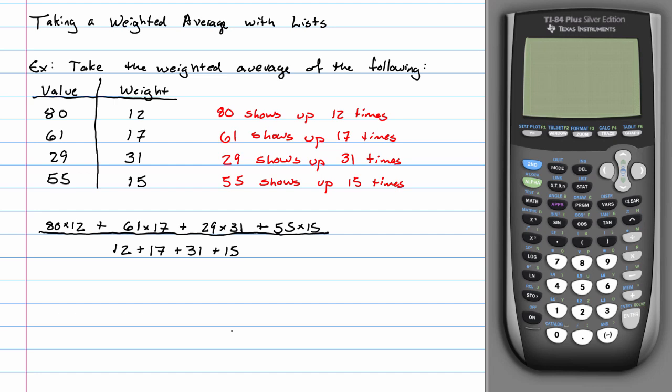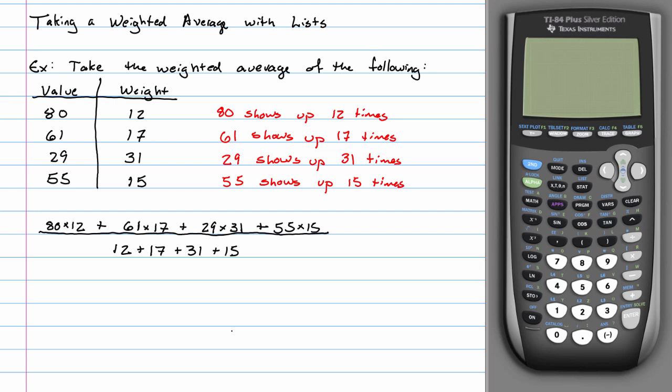In the last video, we took a weighted average by multiplying each value by its weight, adding up all of those products, and then dividing by the total weight. That involved keeping track of a lot of stuff on the calculator, making sure we had all of our parentheses in the right place, making sure we copied each number correctly each time. And so in this video, I'm going to show you a way to use the power of the calculator to help to keep track of all of those numbers.